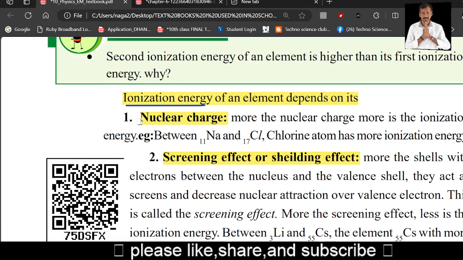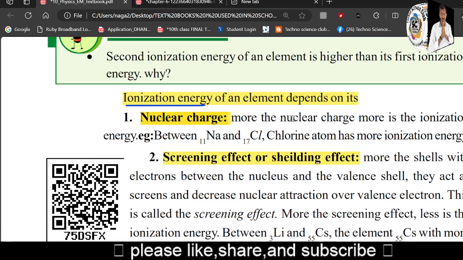So the nucleus is also positively charged, and the electrons are revolving around the nucleus with a negative charge. So there is an attraction between the positively charged nucleus and the negatively charged electrons. That attraction by the nucleus on the electrons is called nuclear charge, right?